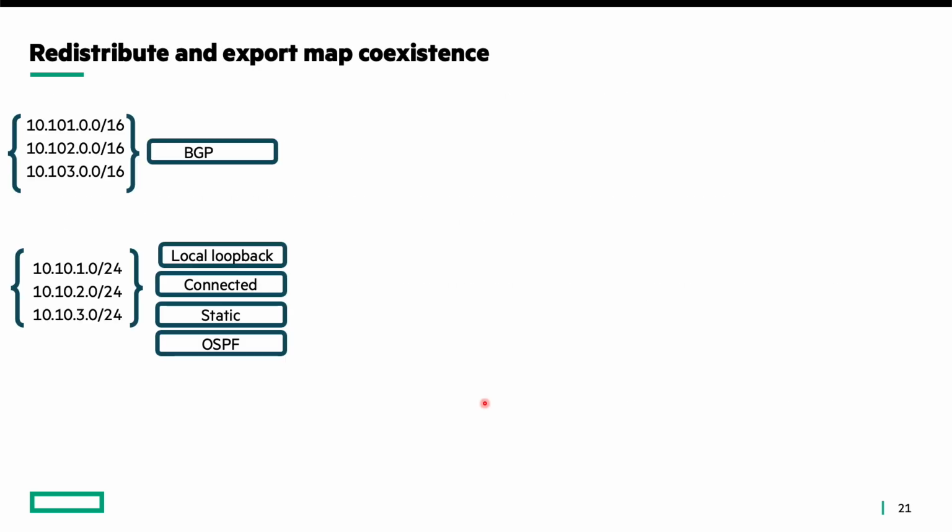Now let's speak about the coexistence of the redistribute route map and the export map. We have different prefixes coming from BGP, 10.10.1, and coming from other routing protocols, not only IGP, but all protocols except BGP. It can be a loopback, a connected network, a static route, or OSPF.